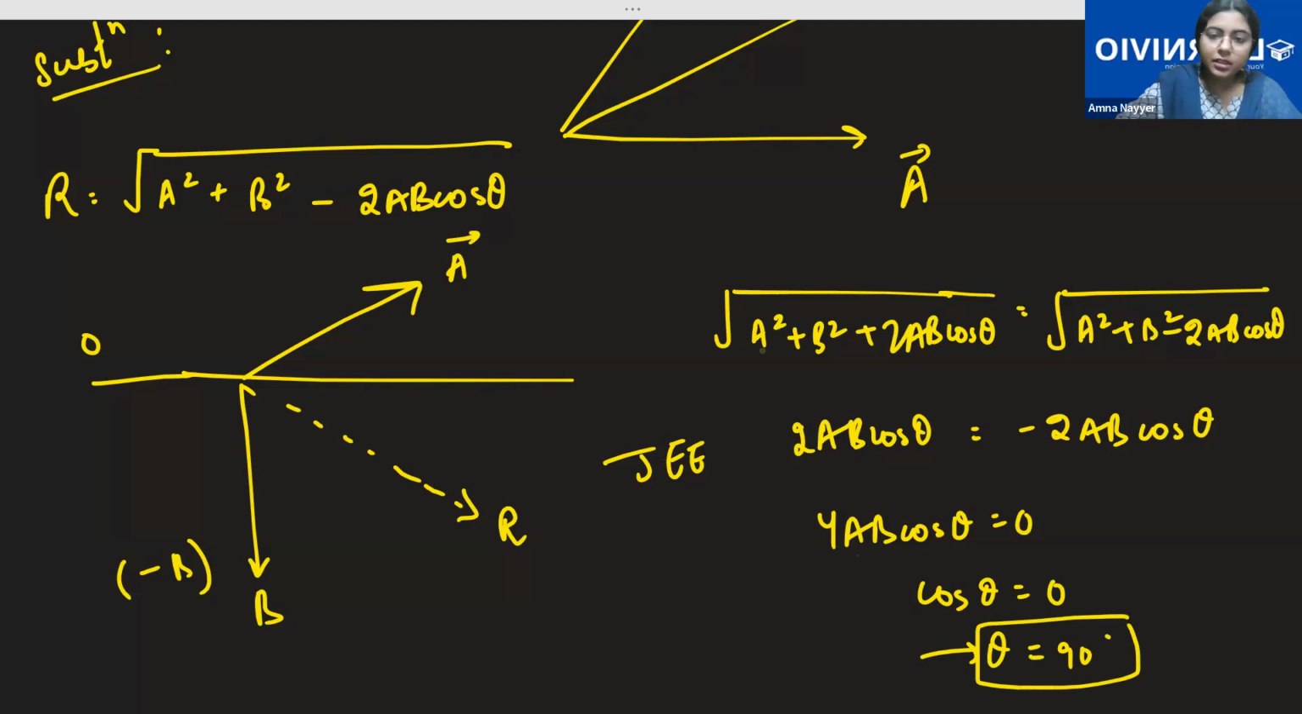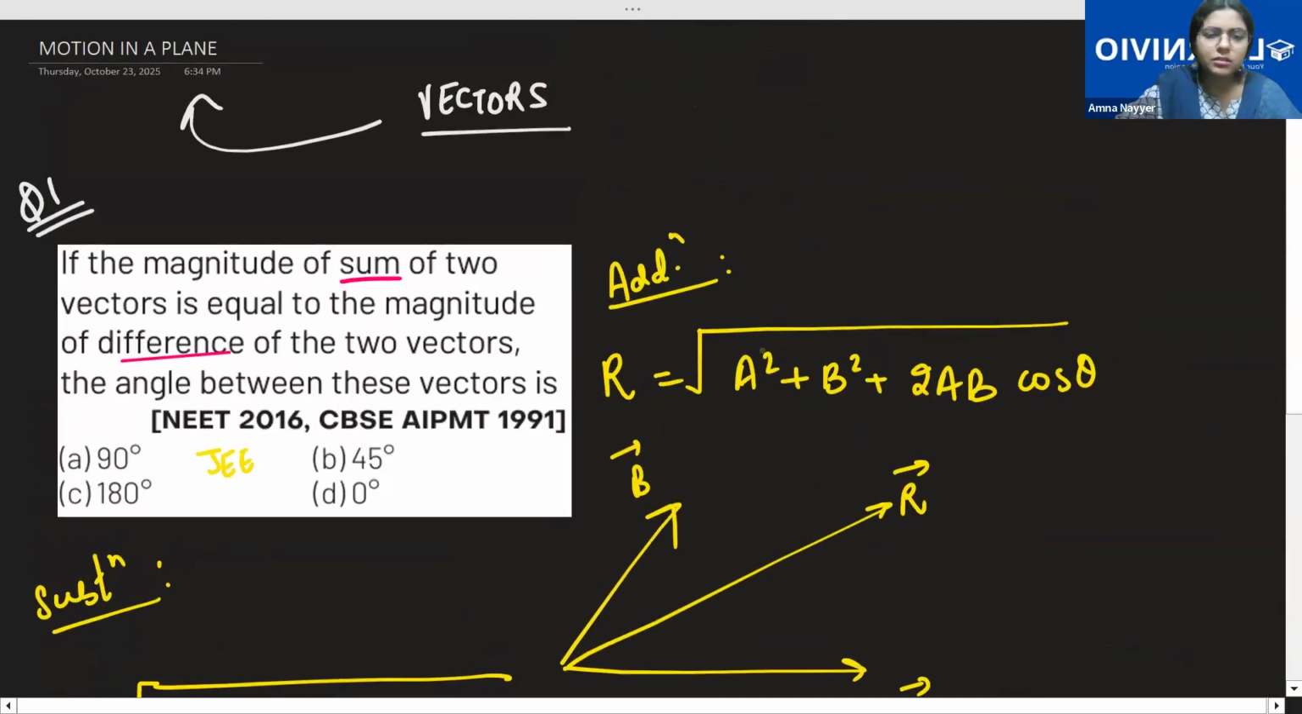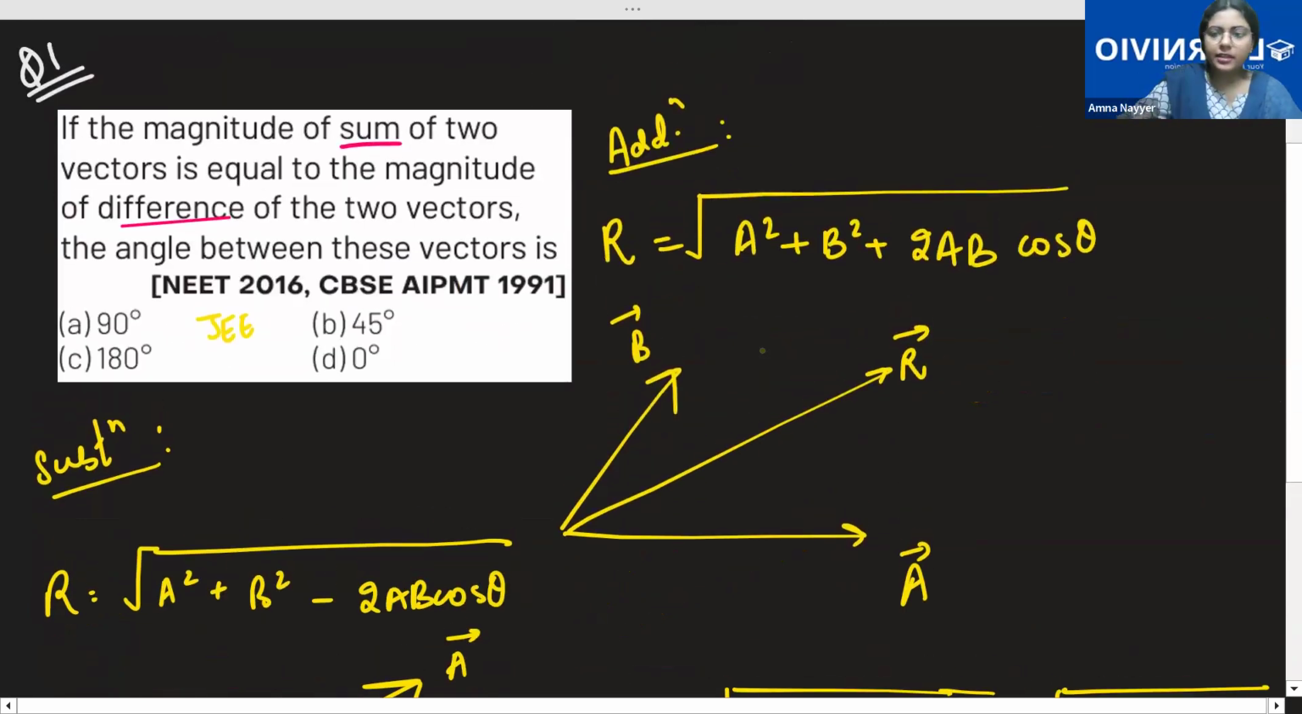Okay. Some other questions, let us discuss. One from NEET and one from another exam, while you write down this part. Let me discuss the other question.